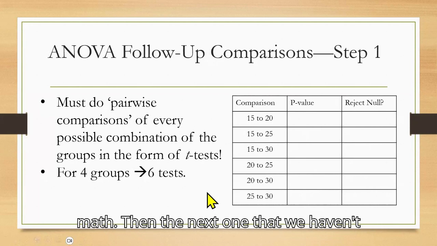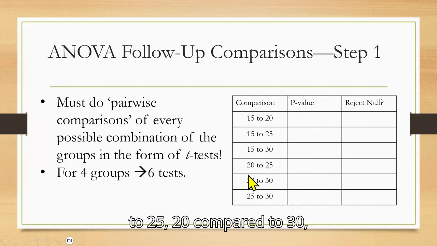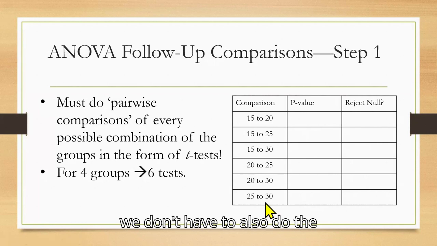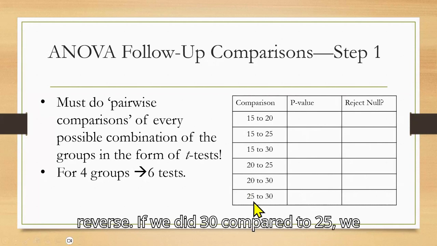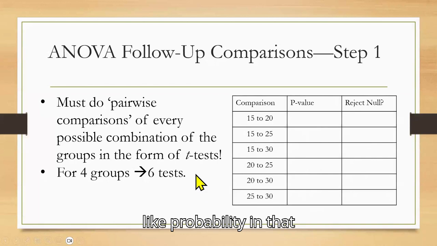And then the next one that we haven't written down yet is going to be 20 compared to 25, 20 compared to 30, and finally 25 to 30. All right, we don't have to also do the reverse. If we did 30 compared to 25, we get the same answer. So it's not like probability in that regard.